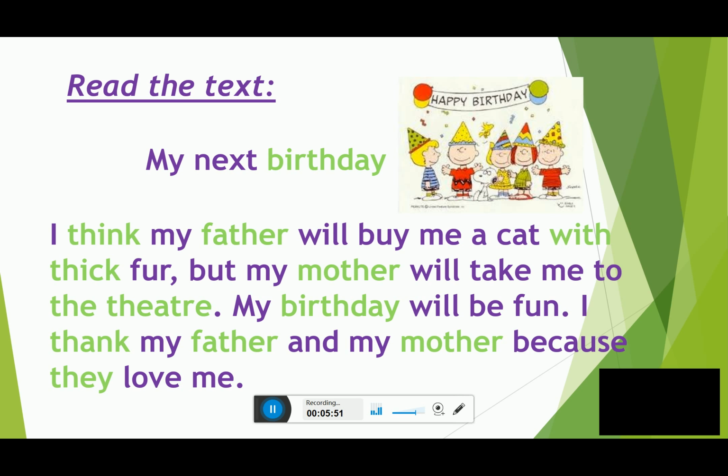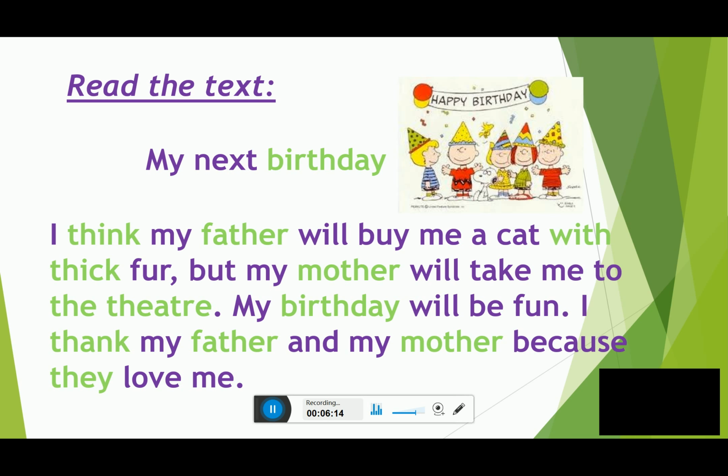Now we are going to read it a little bit faster, and you are going to read it faster after us. So, I think my father will buy me a cat with thick fur, but my mother will take me to the theater. My birthday will be fun. I thank my father and my mother because they love me.